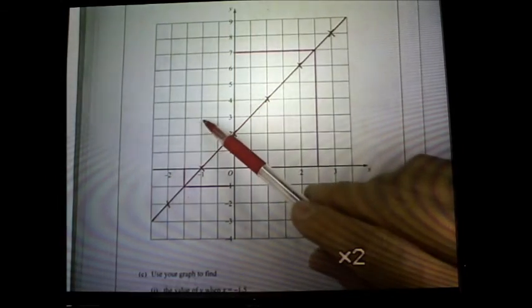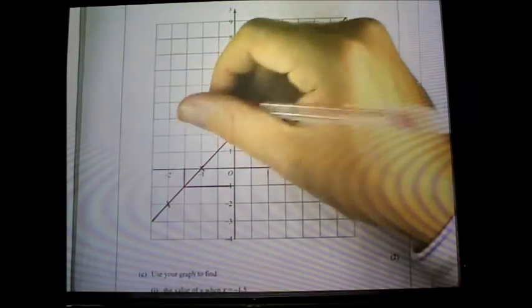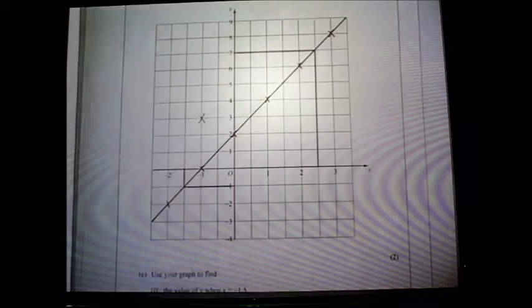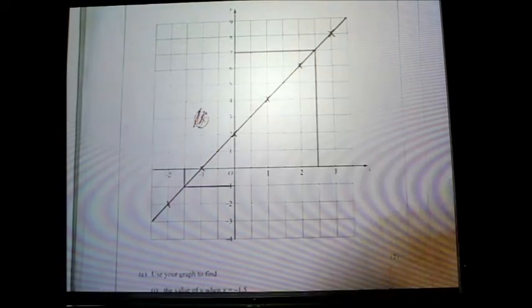If you have a point that, for example, is over here, so I'll just draw that on, if that's one of your answers, you know that's wrong. That is wrong, because it should always be a straight line.